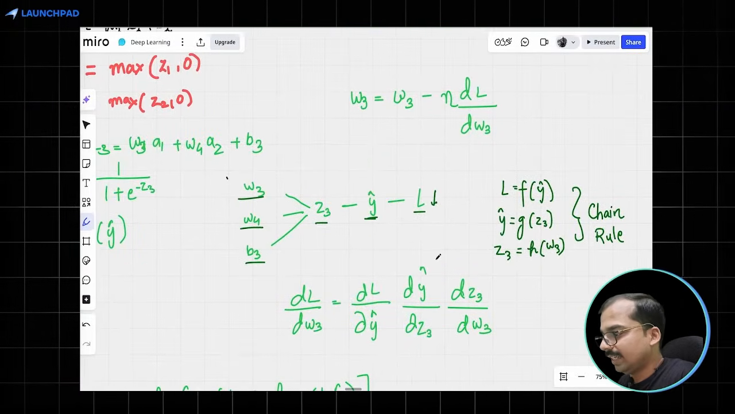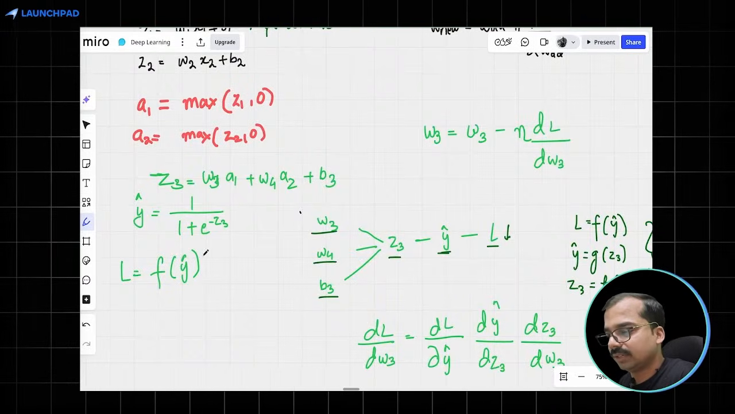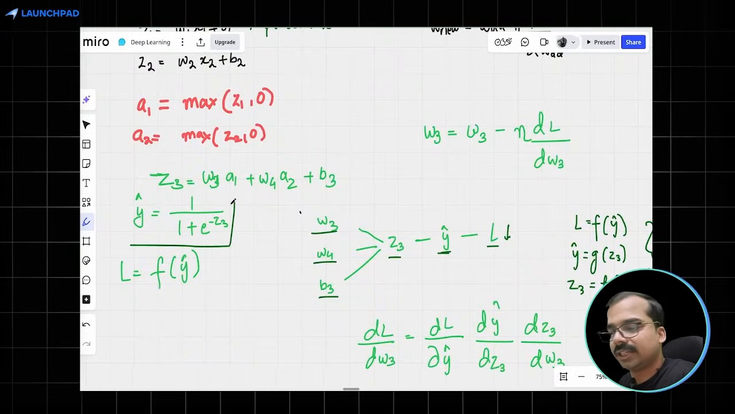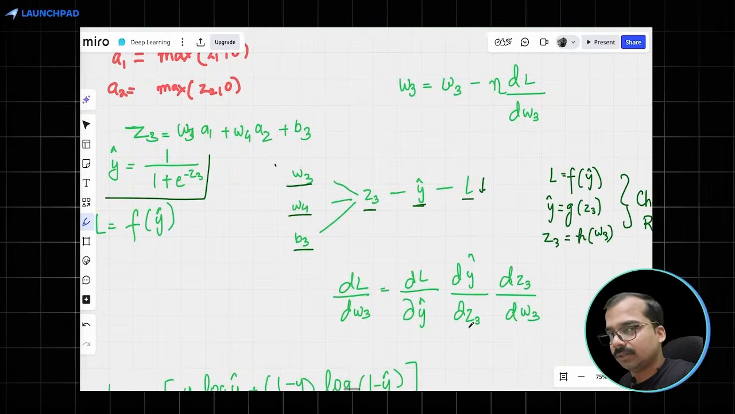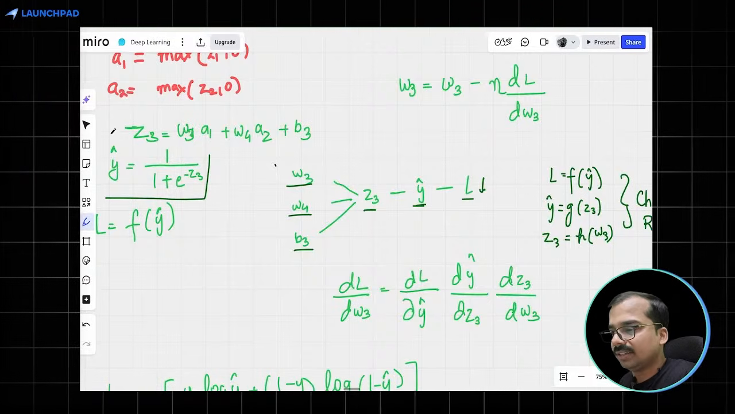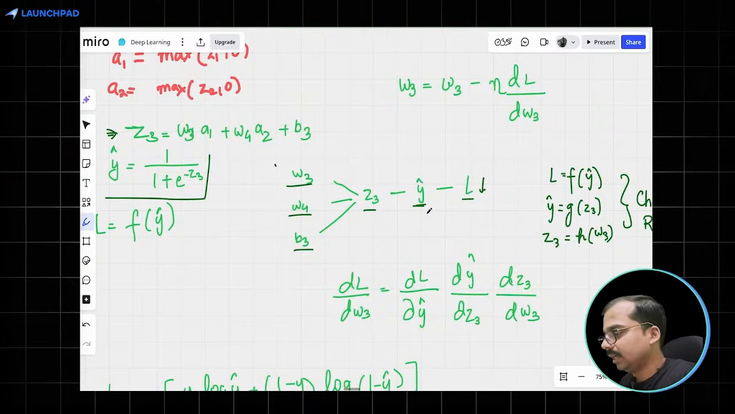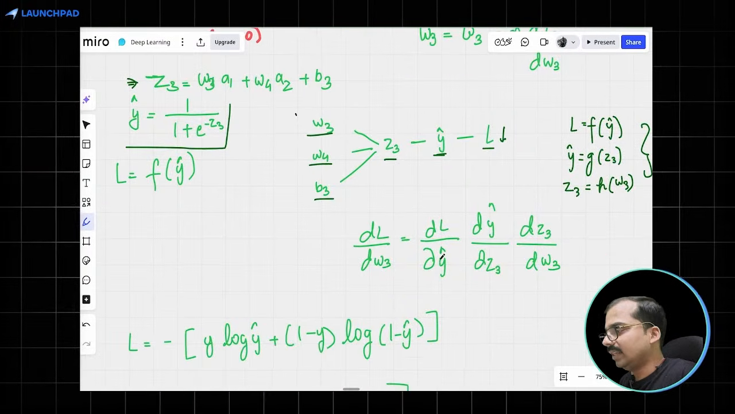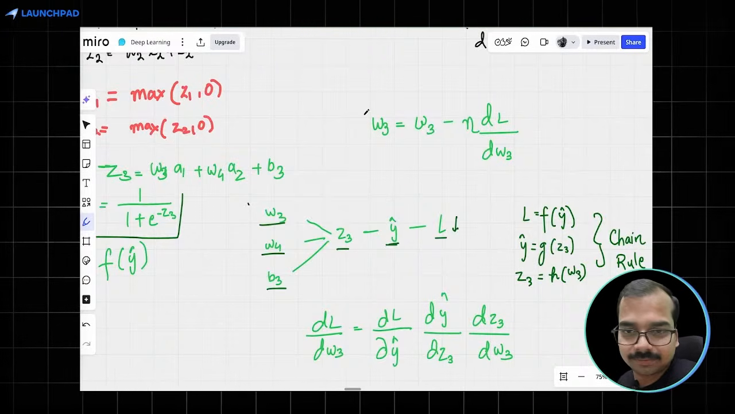Now, y hat is actually dependent on z3. So I can easily compute dy hat by dz3 also. And z3 is actually dependent on w3 via this equation. So I can compute this also, right? So if I compute these three values, I can actually update my w3.